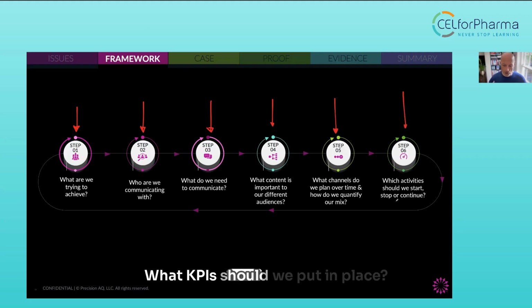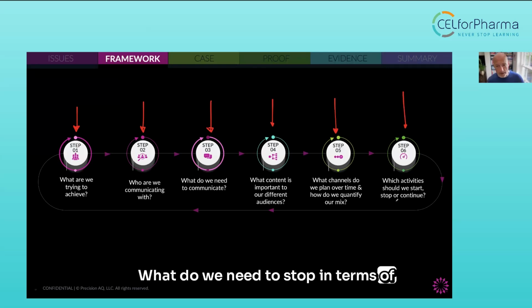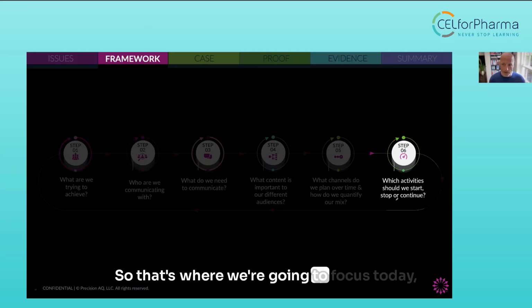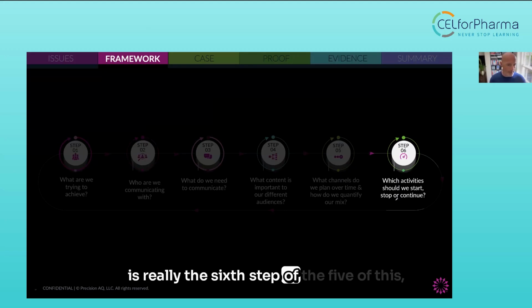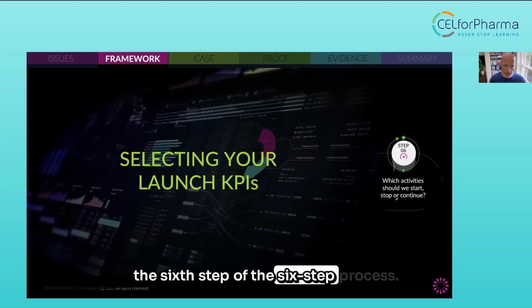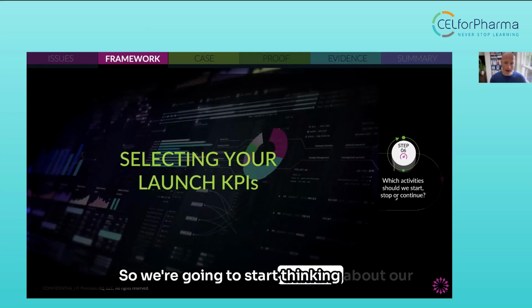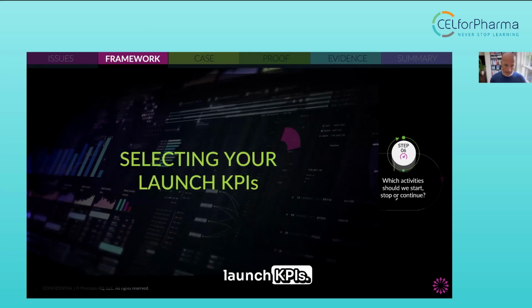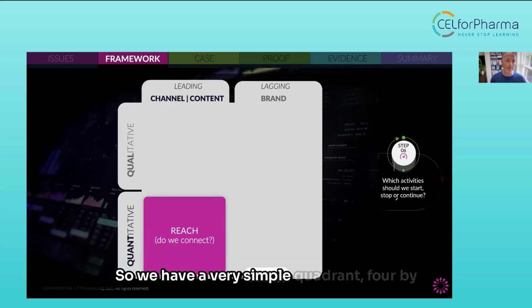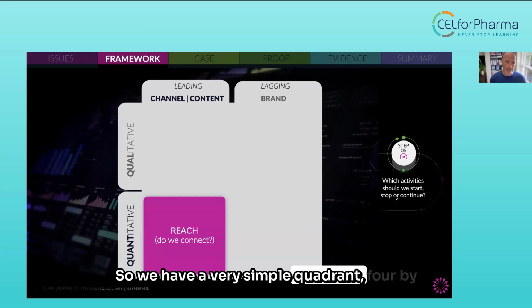What KPIs should we put in place? What do we need to start measuring? What do we need to stop in terms of engagement, or continue? So that's where we're going to focus today, the sixth step of the six-step process. We're going to start thinking about our launch KPIs. So we have a very simple 4x4 quadrant.